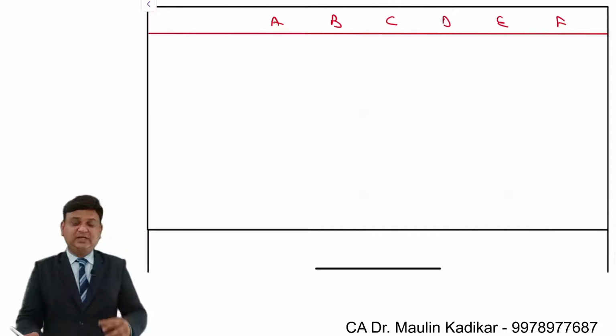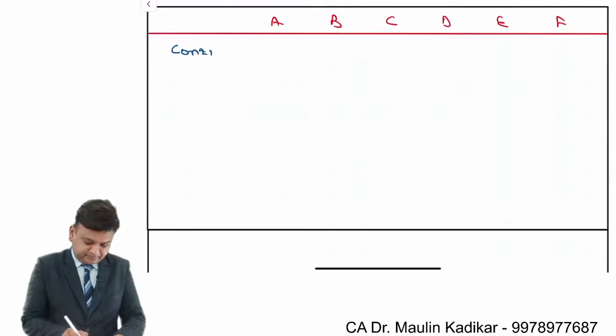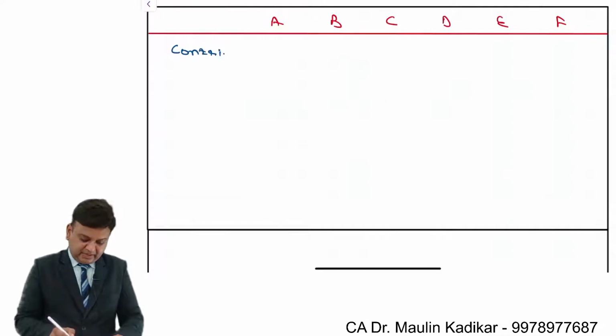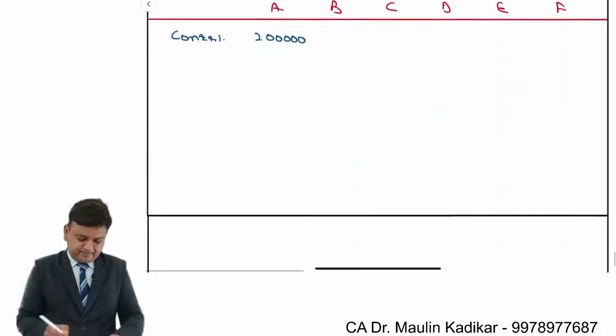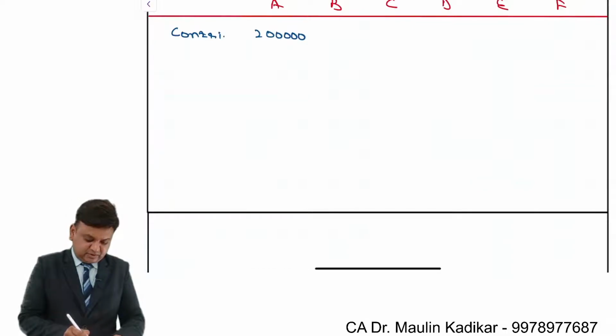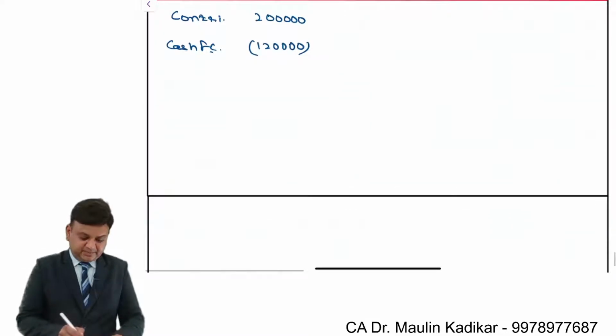Let us understand how we can calculate the answer. We can start with the contribution. It is an amount of rupees 2 lakhs. Then information is given about the cash fixed cost. It is 1,20,000. Depreciation is 0.